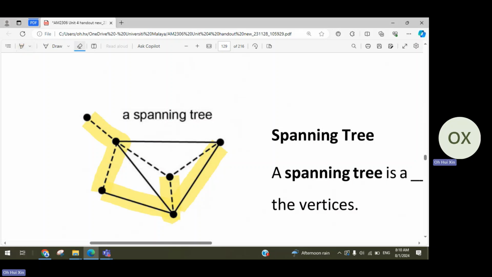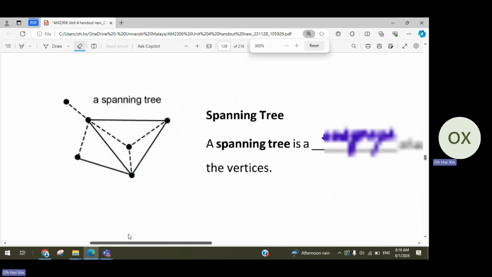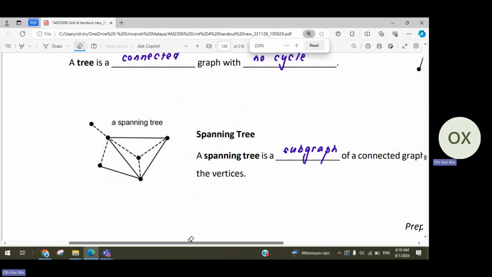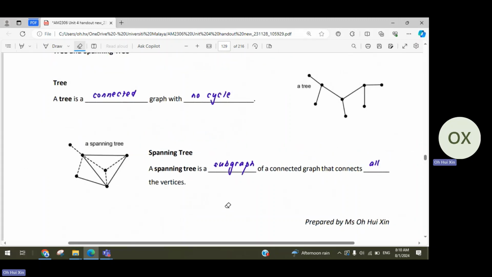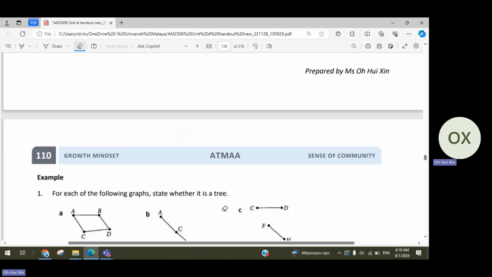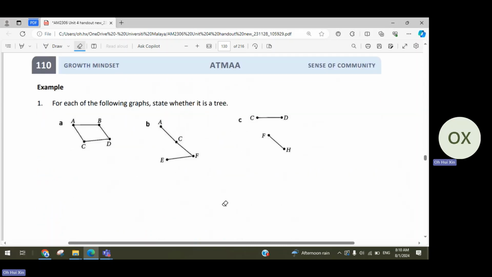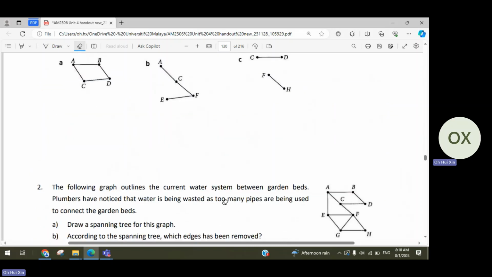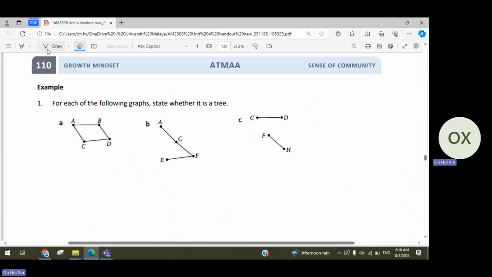So for a graph, you can create all the different kinds of spanning trees that you want, as long as it's a subgraph and as long as it connects all the vertices, then it's called a spanning tree. Okay, before we move on to the next part about the minimum spanning tree, we are just going to go through the example. If you can, I would like you to pause the video a while and just think about it first before we move on.